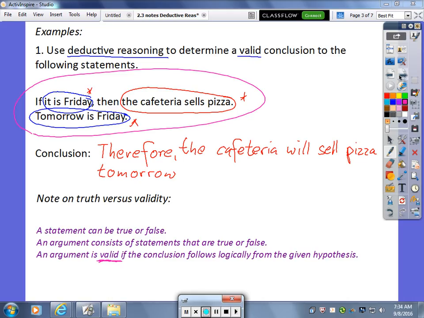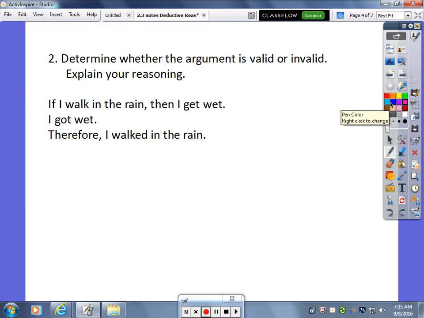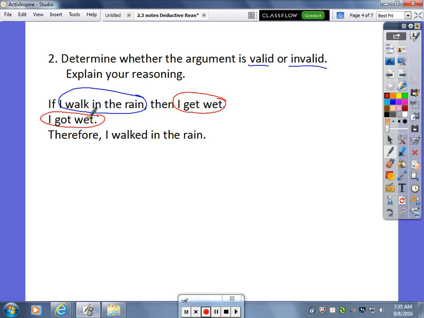Let's move on to our next example. Determine whether the argument is valid or invalid and explain your reasoning. If I walk in the rain, then I get wet. I got wet, therefore I walked in the rain.